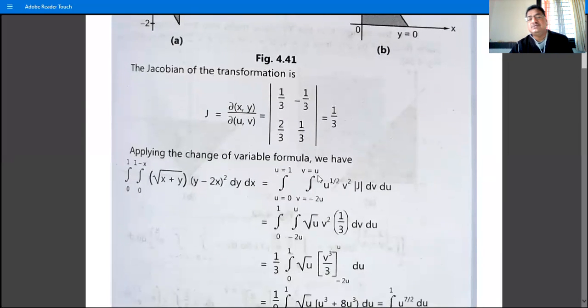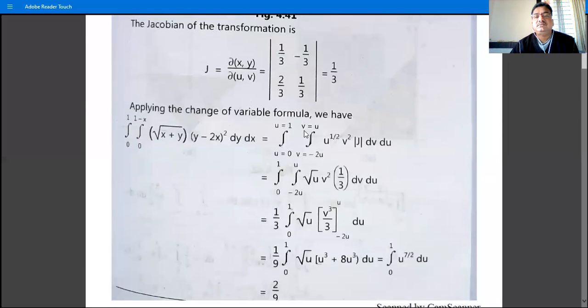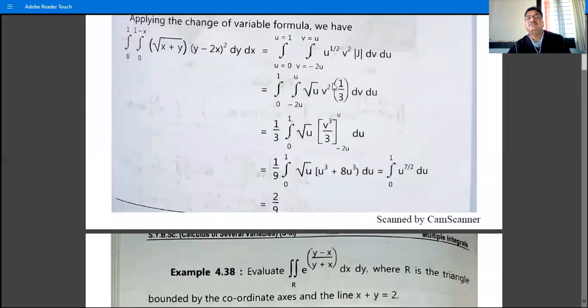So v is equal to u is the upper limit, and in order to cover this region, we have to move this strip parallel to the v axis from this point to this point. That is, u runs from 0 to 1. Then the integration is very simple.